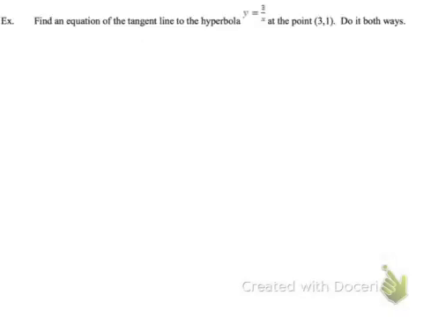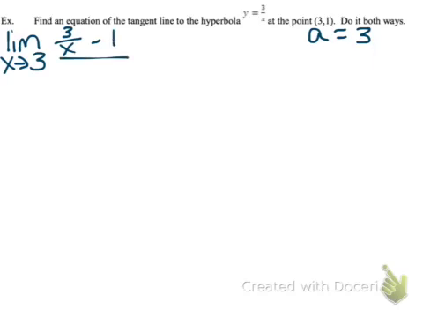Okay, next is just another problem. You could pause it if you want. You could try to do this. Okay, I'm going to set them up, and then I'll probably leave the algebra up to you again. So the first thing it's easiest to do is say, what is A? A is 3. A is the x value where you're finding the tangent line. So the first formula would say limit as x goes to 3 of f of x, which is 3 over x, minus f of a, which is 1, over x minus a, which is x minus 3.